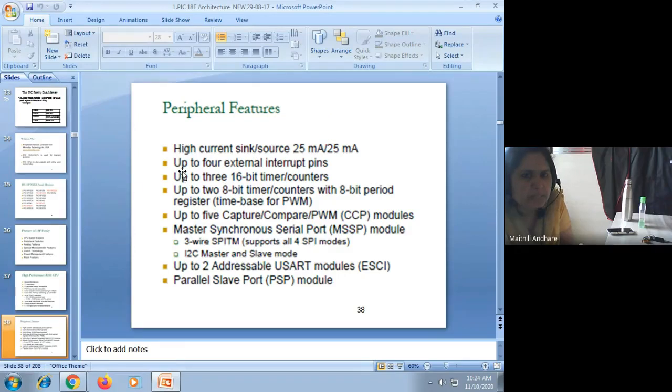Okay. Then up to 4 external interrupt pins are available, whereas in 8051, how many external interrupt pins are available? Only 2, that is INT1 and INT2, that is interrupt 1 and interrupt 2.